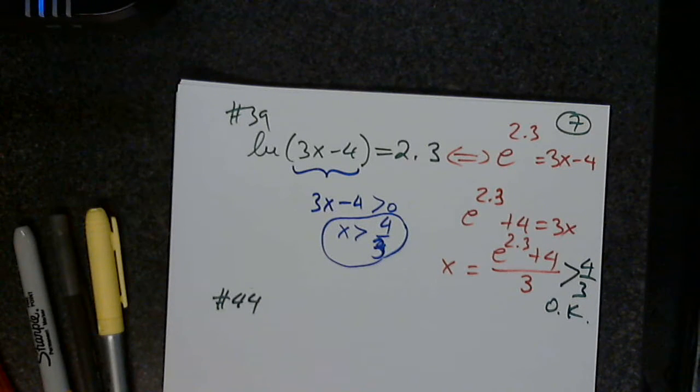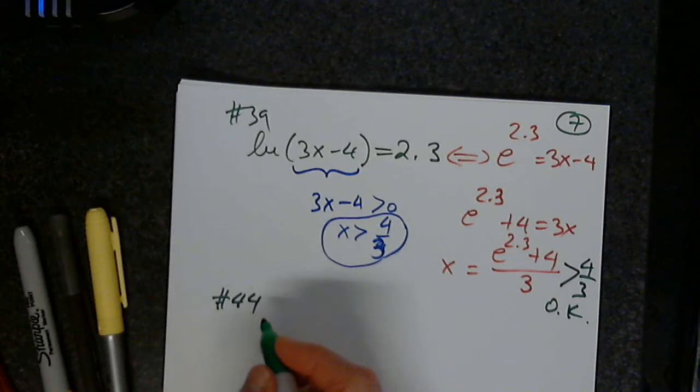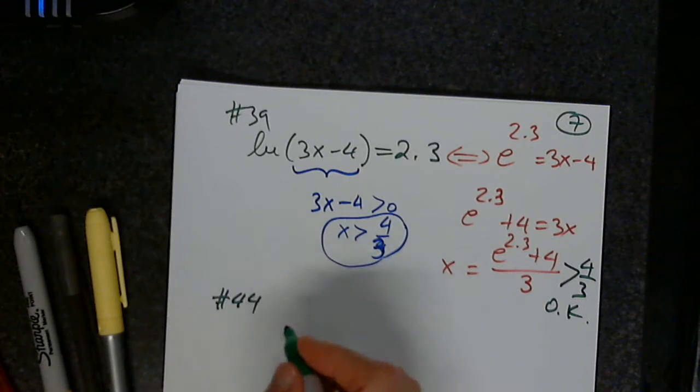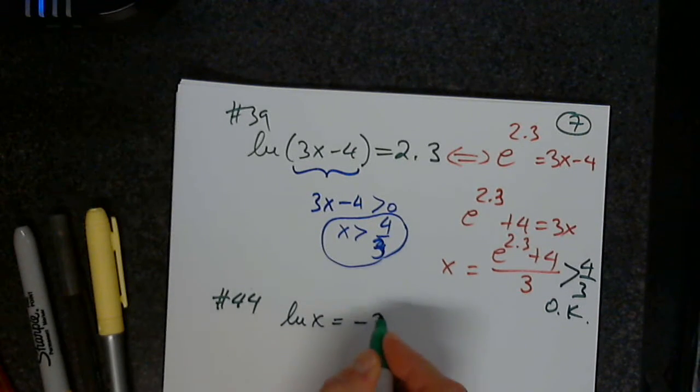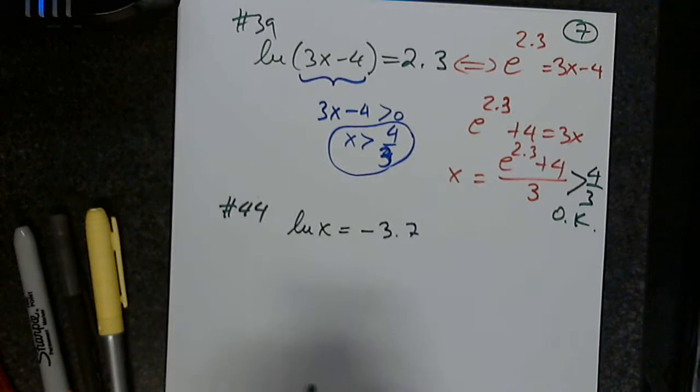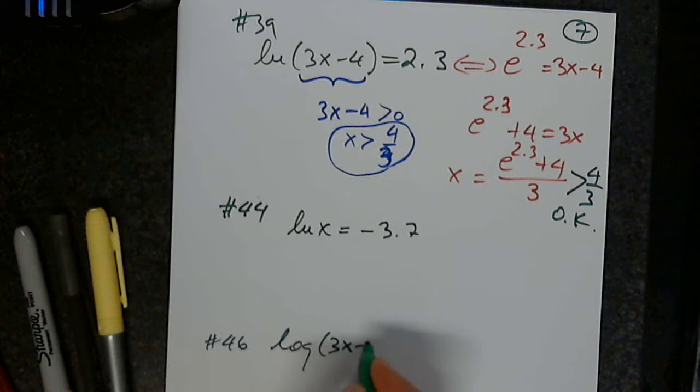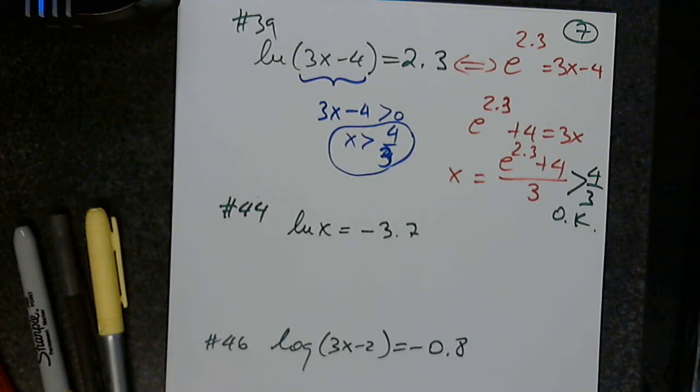Okay, let's look at 46. Oh, I said 44, sorry. Natural log x equals negative 3.7, and then I will let you work on 46. Log of 3x minus 2 equals negative 0.8. So I want two answers from you. Remember, you have to state two restrictions, one for each. And then I'll put in my attendance.